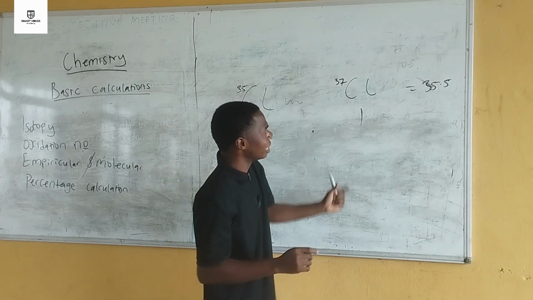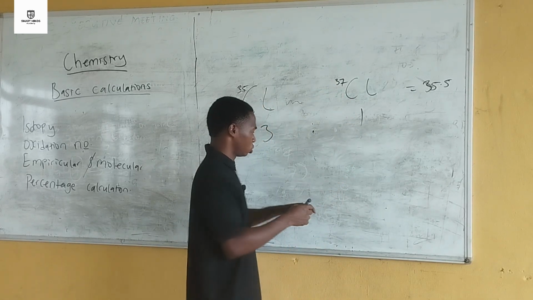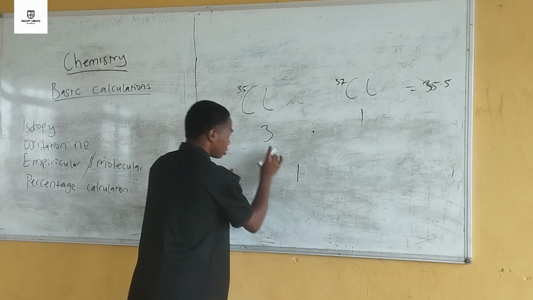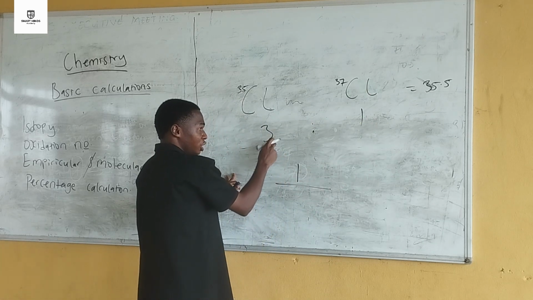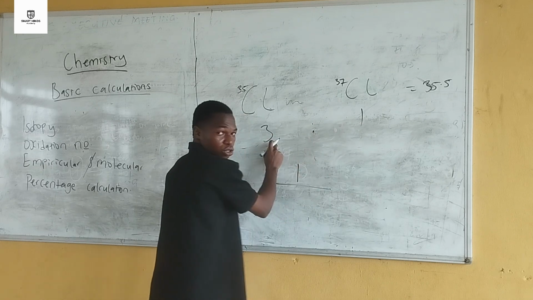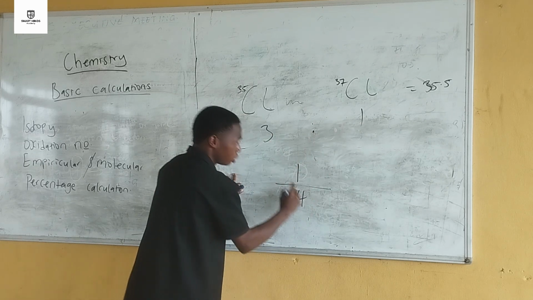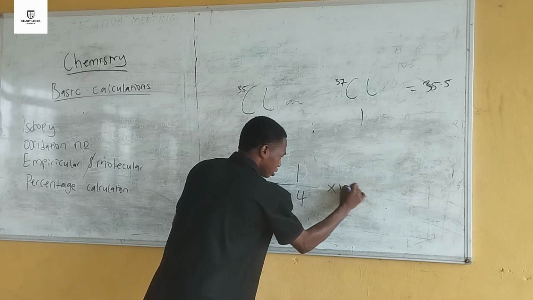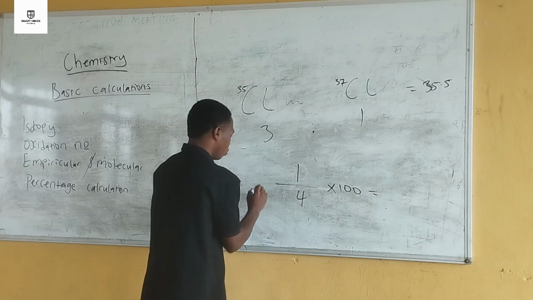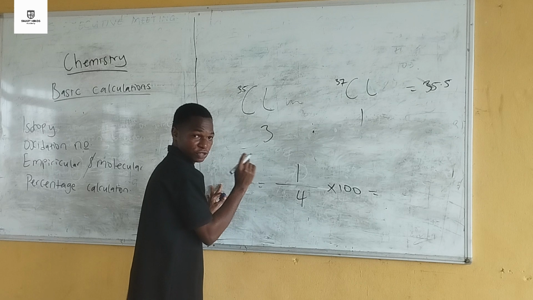The ratio is 3:1, but we are finding the percentage of just this one. So we do 1, which is for 37, over the ratio 3:1. You add the two ratios together, it will give you 4. Now, because we're doing percentage, we times by 100. This is the percentage for mass number of 37.